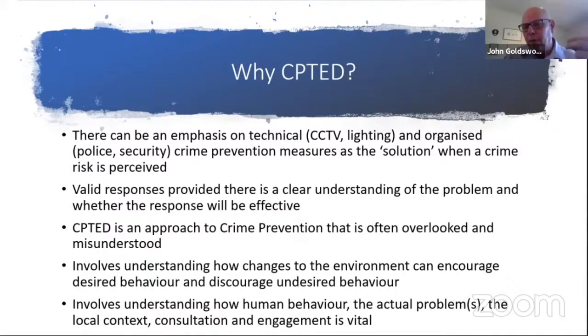And then, having identified the problem, we need to identify which of those things from the crime prevention toolbox we're going to use in a considered way to deal with that problem. Now, CPTED is an approach, in my view, to crime prevention that's often overlooked and sometimes misunderstood. But clearly, CPTED involves an understanding about how changes to the environment can encourage desired behaviour and discourage undesired behaviour. It really involves understanding how human behaviour, the actual problem or problems, the local context, very important, consultation with stakeholders and engagement with them, all come together, and they're all vital factors.